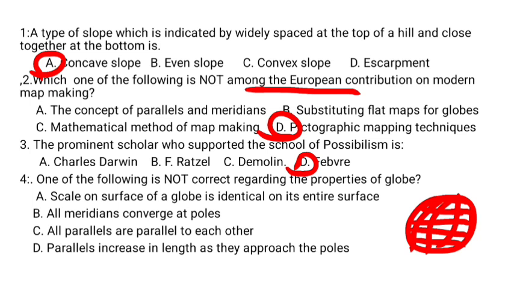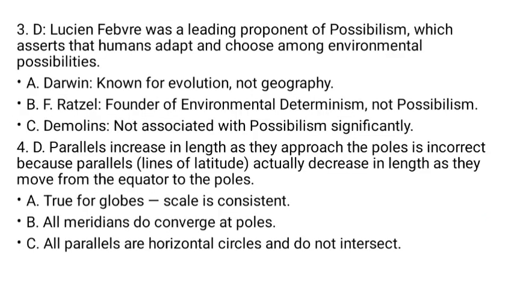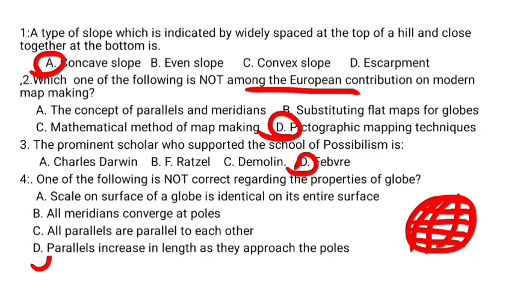All meridians converge at poles. Yes, meridians are converging to the pole. All parallels are parallel to each other. Yeah, it is true. But parallels increase in length as they approach the pole is incorrect because parallel lines of latitude actually decrease in length as they move from the equator to the pole. For this reason, D is the correct answer for question number 4.